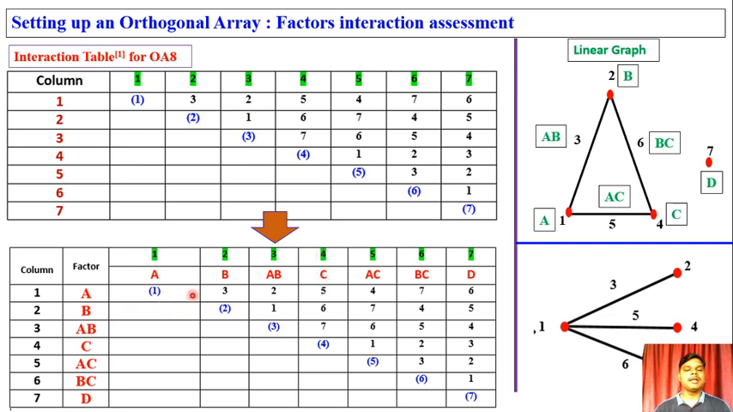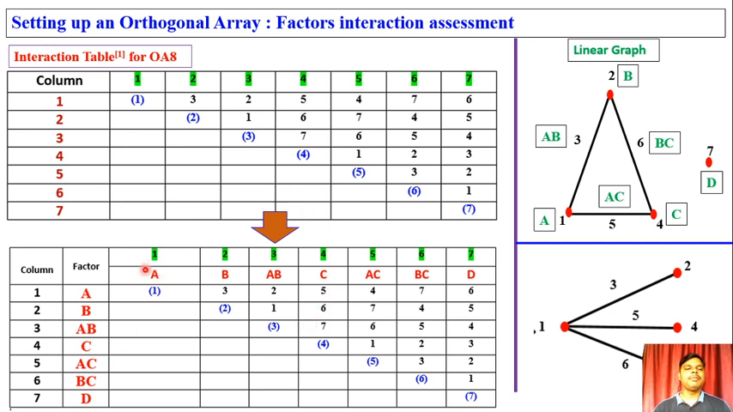Similarly, we can find out if there is an interaction between factor A and factor C, that must be located in column number 5. So I have put it here, AC as column number 5. This way we can find out any interaction and the column in which the interaction parameter is to be set, right? So this is the graphical as well as analytical technique of using the triangular interaction table. So we can find out the interaction between the factors.